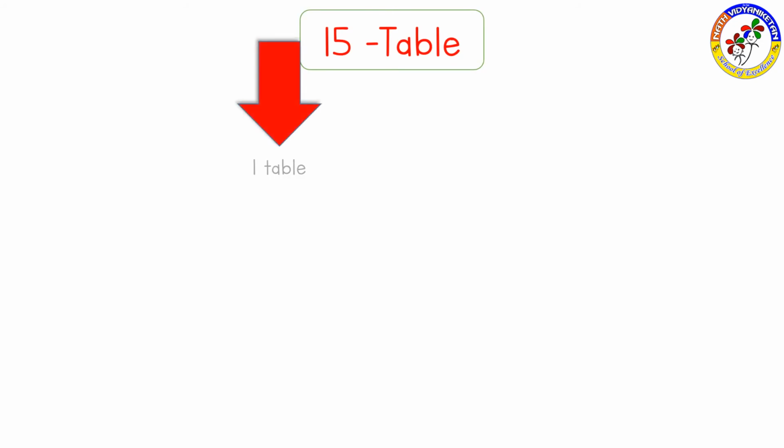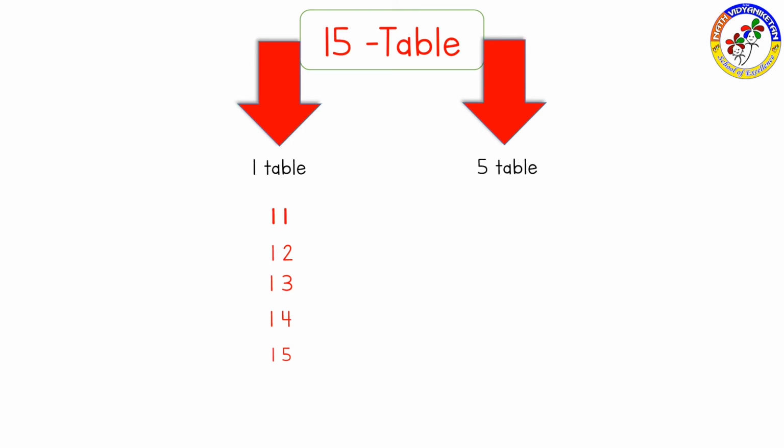Now let us go to 1 table from the 11th step. So as it is, 1 11s are 11, 1 12s are 12, 1 13s are 13, 1 14s are 14, 1 15s are 15. And right side, 5 table from the 11th step. 5 11s are 55, 5 12s are 60, 5 13s are 65, 5 14s are 70, 5 15s are 75.